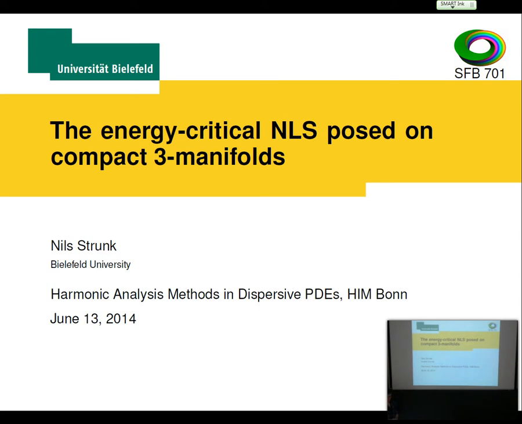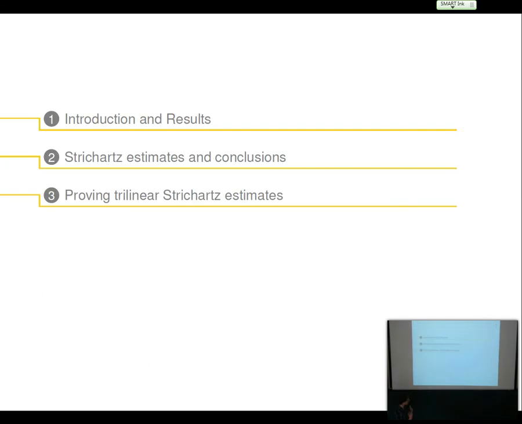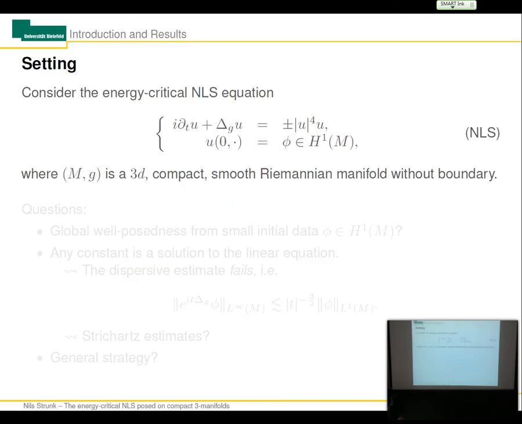And I want to speak about some recent progress on the nonlinear Schrödinger equation, which is posed on a compact three-dimensional manifold. Today I want to first introduce the equation and some known results. Then I want to convince you that it's quite important to study a certain trilinear Strichartz estimate. And finally, we are going to prove the trilinear Strichartz estimate in 2 cases. Let's start with the introduction.